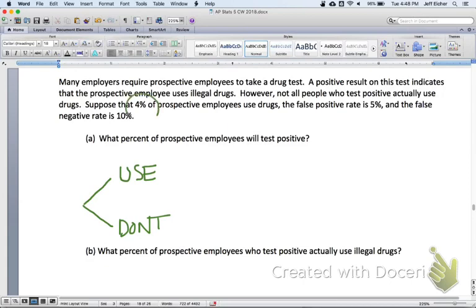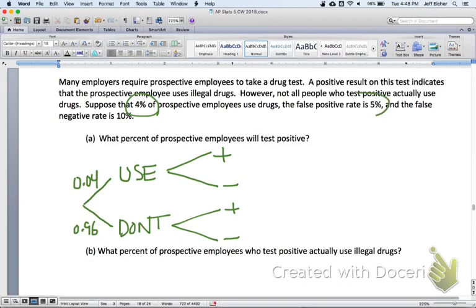So this says, let's imagine that 4%. So we'll draw that 4% use drugs and 96% don't. And now these branches are relating the positive or negative result on the test, positive or negative. We just have to figure out which one is which.